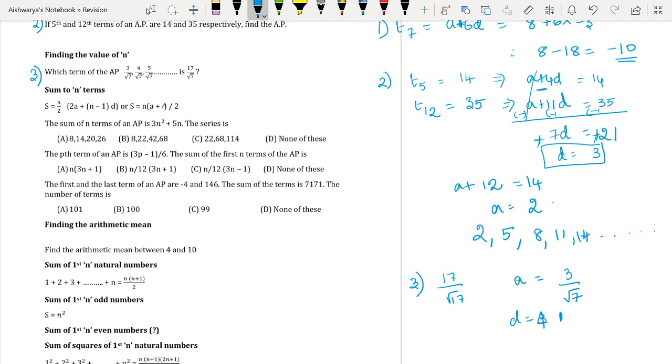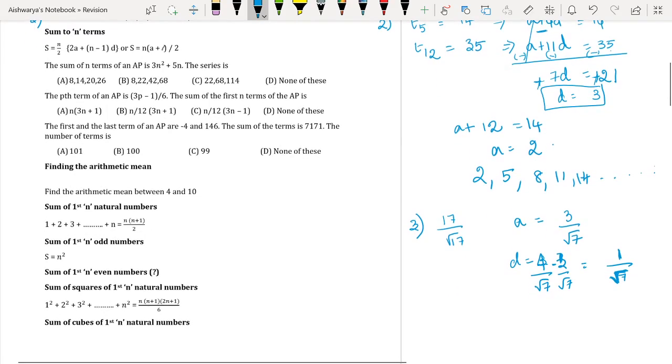How should you calculate d? Whenever you have doubt, write it as 4 by root 7 minus 3 by root 7. So the answer is 1 by root 7. Not 1, if you write only 1, it will not come. You should write 1 by root 7. This is the value of d.